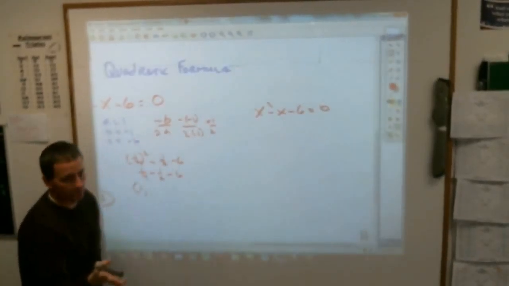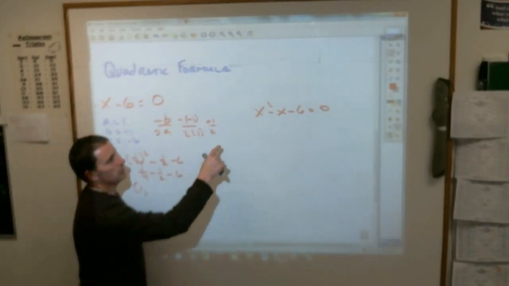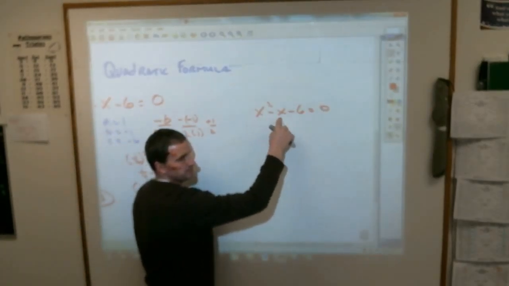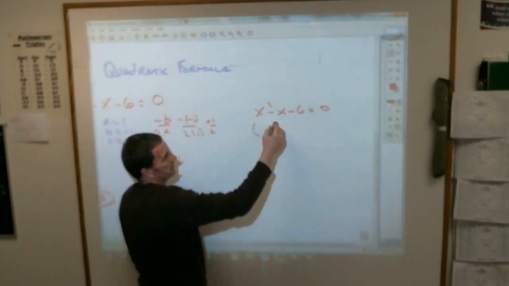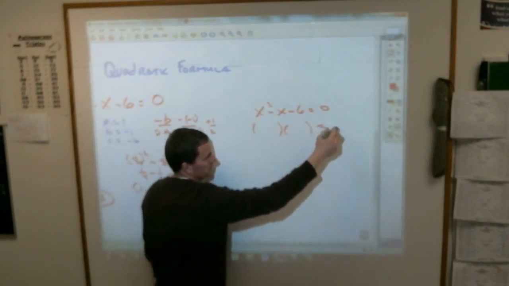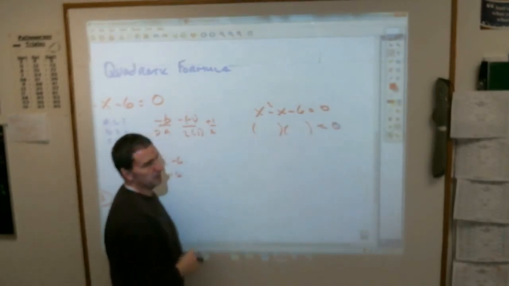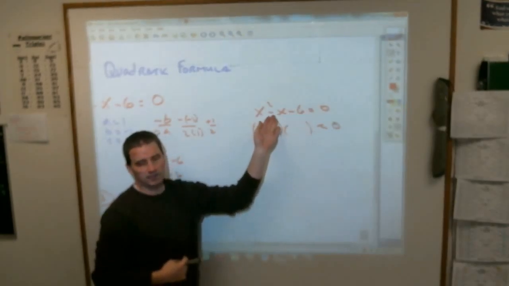If I were going to solve this by factoring, what would I do? What does this factor into? What times what gives me negative 6? What times what gives me negative 6, added together gives me that? We've done this before. Ryan, what times what gives me negative 6, added together gives me negative 1?